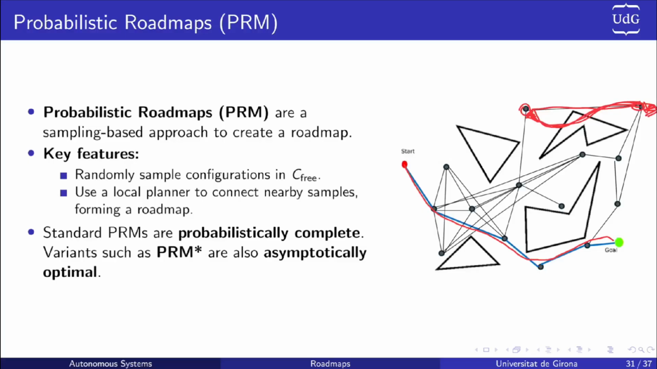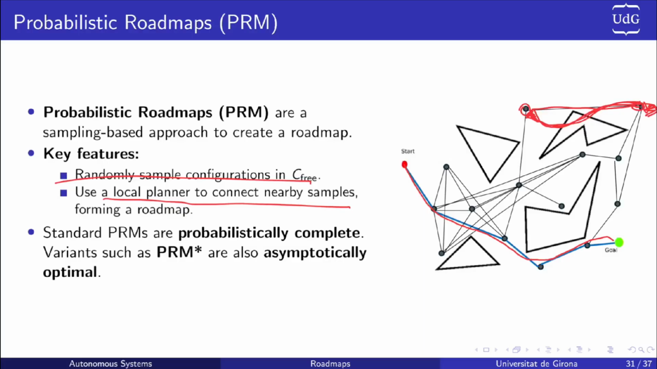The key feature, as I told you, is that we randomly sample, and we sample only free space, or we sample randomly but check whether the random samples belong to free space or not, which is the same. Then we use this local planner to connect nearby samples, and for us this local planner is just the line of sight. If you can connect these two configurations with a line, it's fine, the local planner succeeds. If not, no.